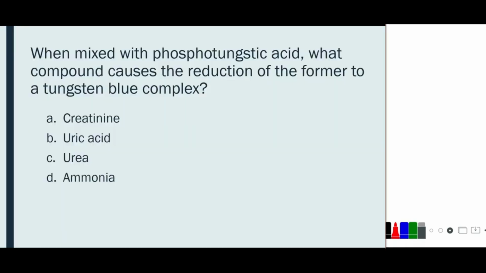Next question. When mixed with phosphotungstic acid, what compound causes the reduction of the former to a tungsten blue complex? A. Creatinine, B. Uric acid, C. Urea, D. Ammonia. I have mentioned this in the previous question. Again, uric acid in its direct determination will be allowed to react with phosphotungstic acid. So, the correct answer here would be B.